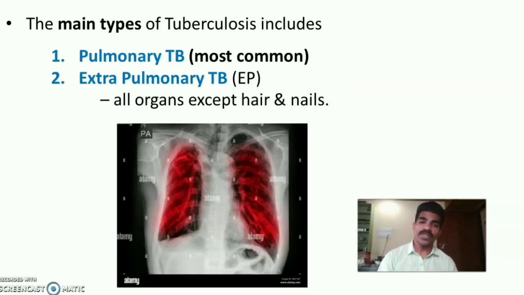Next is the types of tuberculosis. Let us summarize about tuberculosis, not in detail. The main types of tuberculosis include two types: pulmonary TB, the most common type, affecting the lungs of the patient, and extrapulmonary TB, EP, which affects all the organs except the hair and nails. So there are mainly two types of TB: pulmonary TB that affects only the lungs, and extrapulmonary TB that affects all the organs of the body except hair and nails.